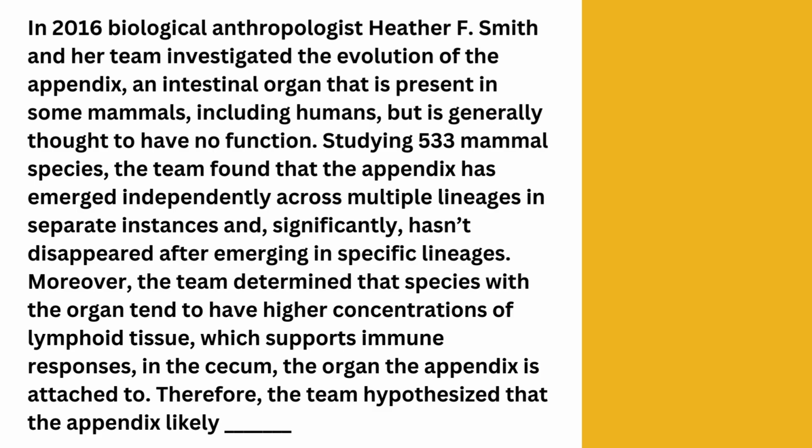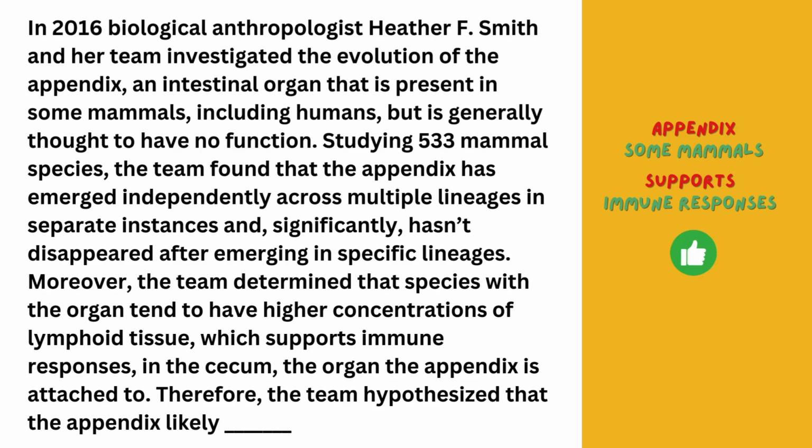So, in order to understand this information clearly, I want to highlight the keywords in the text. Maybe I can kind of take notes here. Appendix. Some mammals. What about it? Supports immune responses. Supporting immune responses? Sounds good. So this suggests that the appendix might be beneficial for the immune system in some animals, not all.